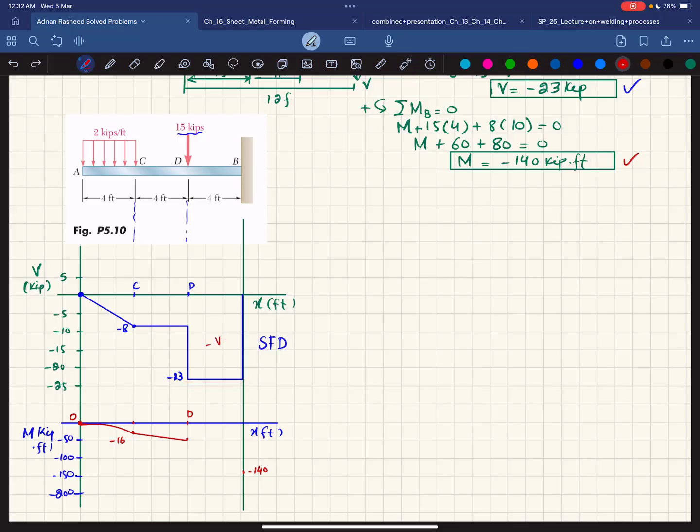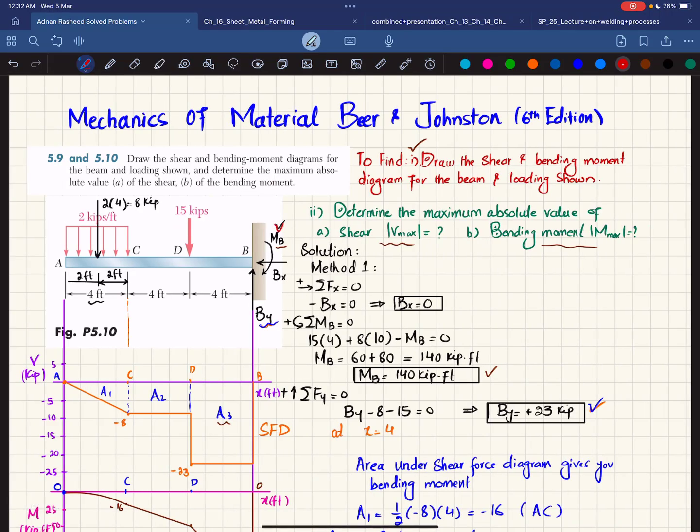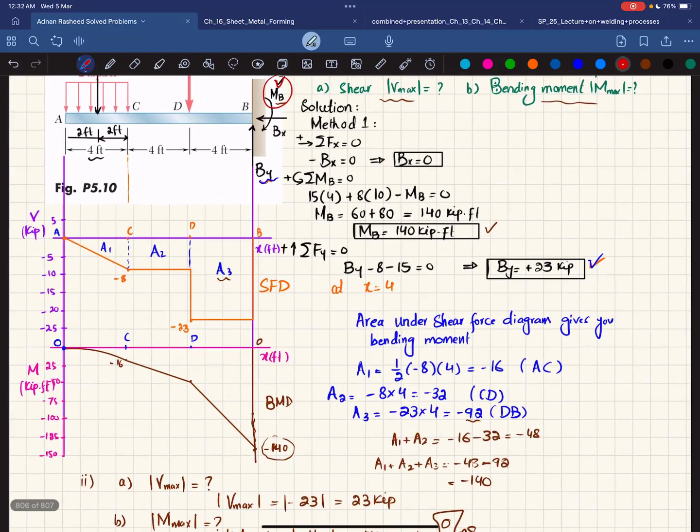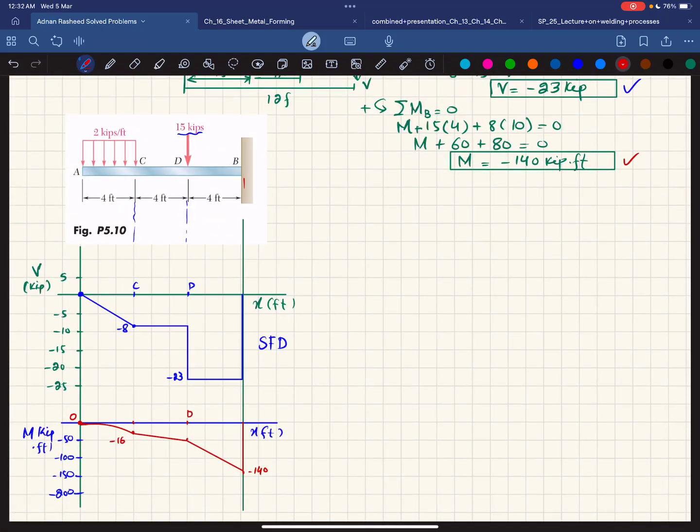So what we will get is a straight line by joining these 2 points with slope decreasing. And at the end, when you find the reaction force, which we have found over here, you have checked that MB was how much? This is plus 140. So minus 140 plus 140 will bring it to 0. And this will be your BMD, bending moment diagram.